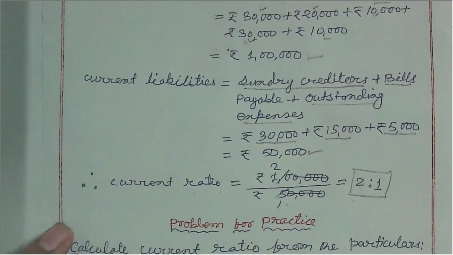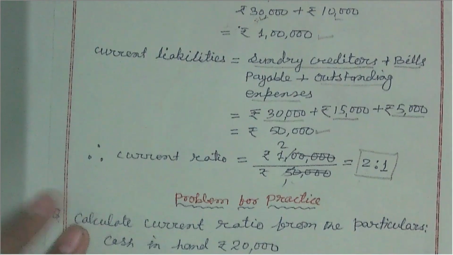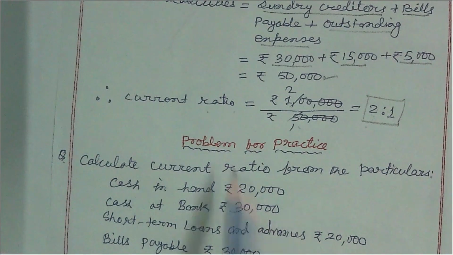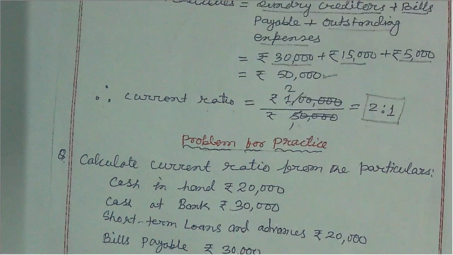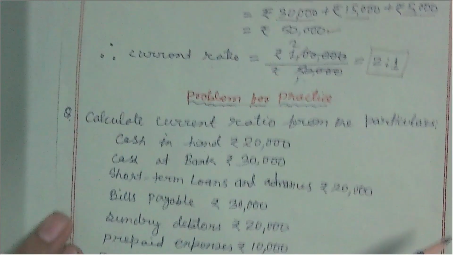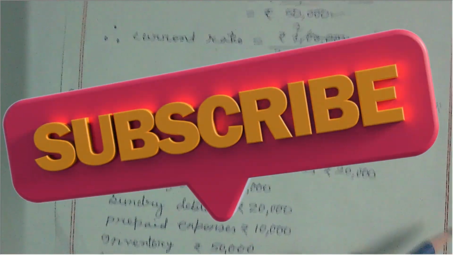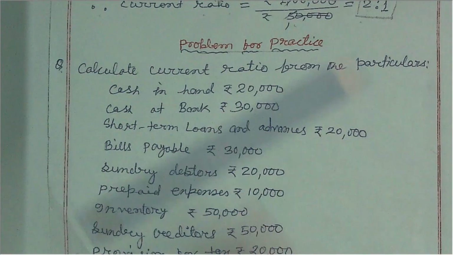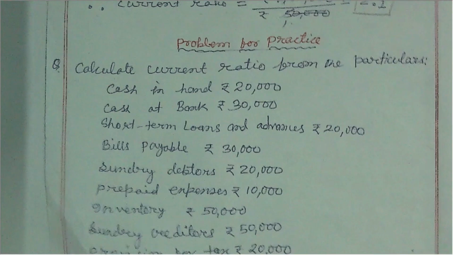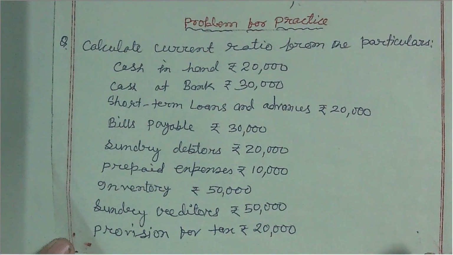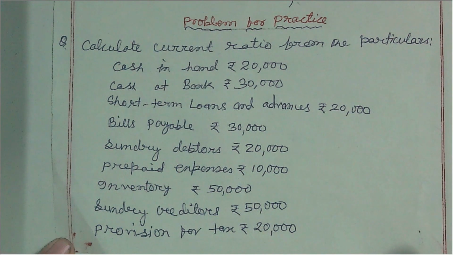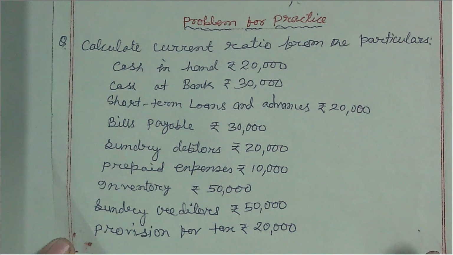Alright students, so you see here and copy it, and a similar problem I have given you for your practice. Problem for practice is written. So here the question is given to you all for practicing. Then all of you write it down in your copy and find out the current ratio in the same manner which I calculated above. Okay, very simple problem.